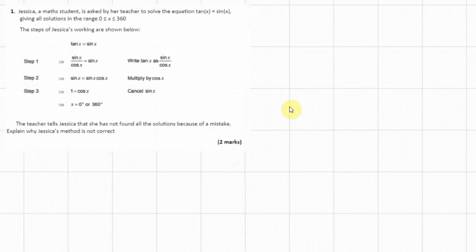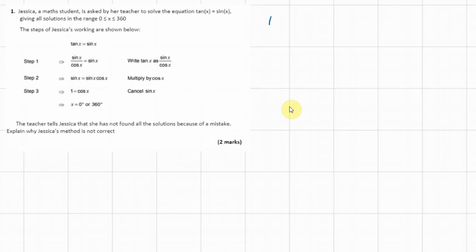Jessica, a maths student, is asked by her teacher. You can read the question. She's done some working out here and she's done something wrong. We need to say, well, what has she done wrong? Best way to answer these questions is to just do it yourself, and see what disagrees in your working out. So I'm going to go ahead and do this.